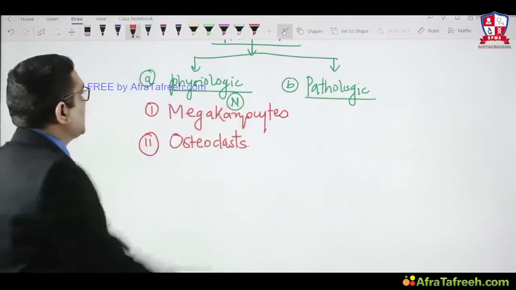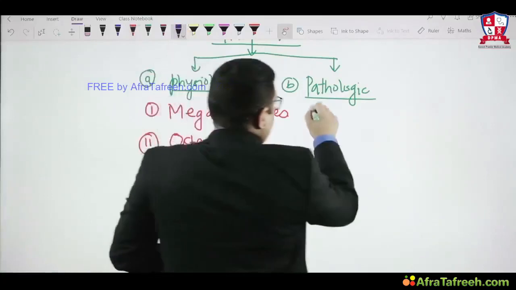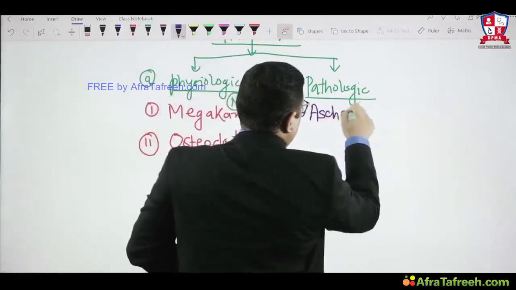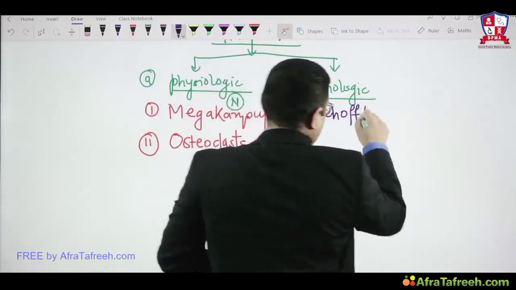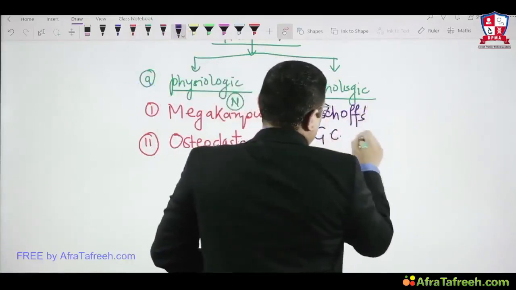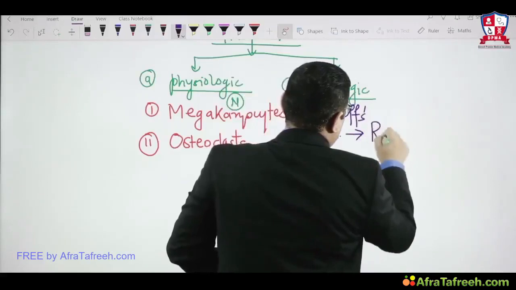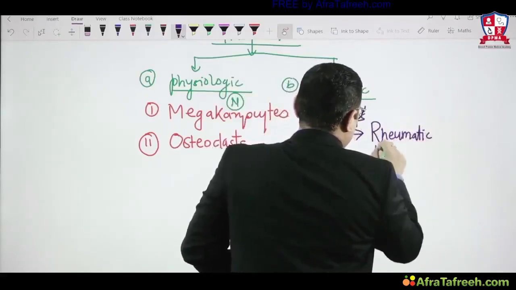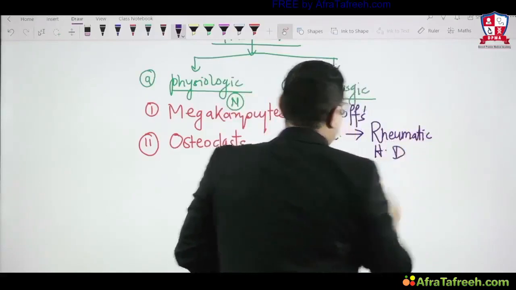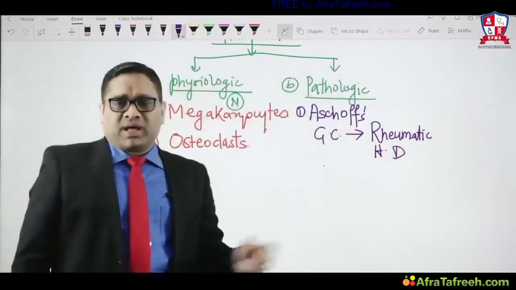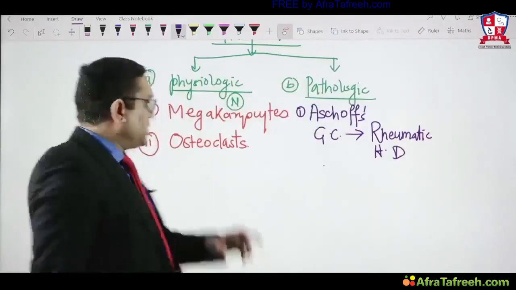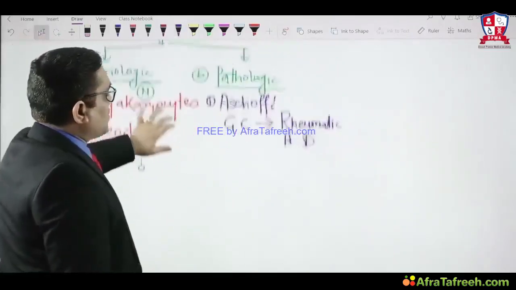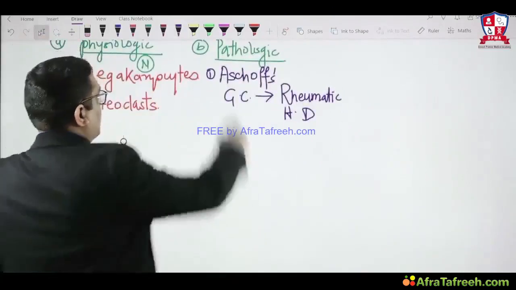Pathologic giant cells, there are numerous examples, right? For example, the Aschoff giant cells. Aschoff giant cells are seen in rheumatic heart disease. Actually, Aschoff giant cells are diagnostic of rheumatic heart disease, right? So this point we have to keep in mind. This is one pathological giant cell.